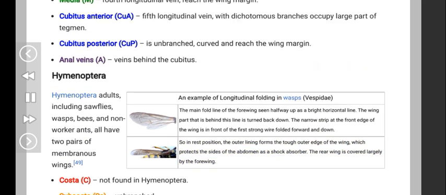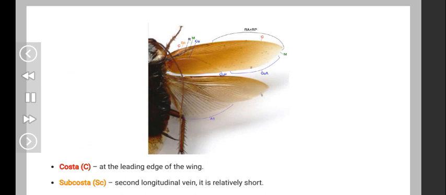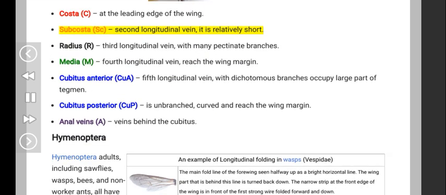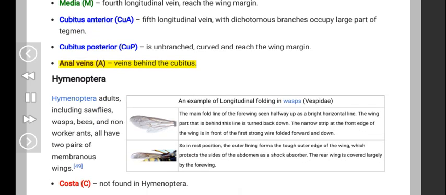Costa C, at the leading edge of the wing. Subcosta SC, second longitudinal vein, it is relatively short. Radius R, third longitudinal vein, with many pectinate branches. Media M, fourth longitudinal vein, reaches the wing margin. Cubitus anterior CuA, fifth longitudinal vein, with dichotomous branches occupying a large part of the tegmen. Cubitus posterior CuP is unbranched, curved and reaches the wing margin. Anal veins A, veins behind the cubitus.